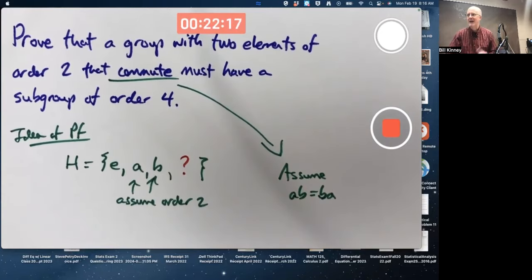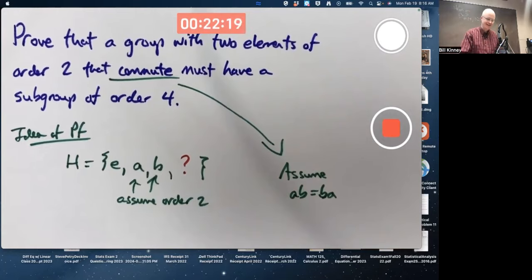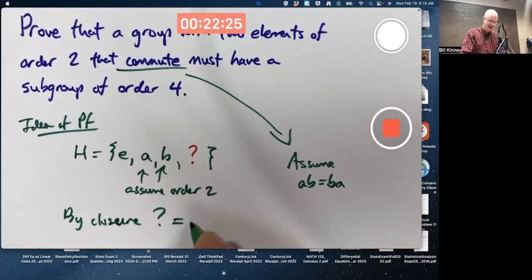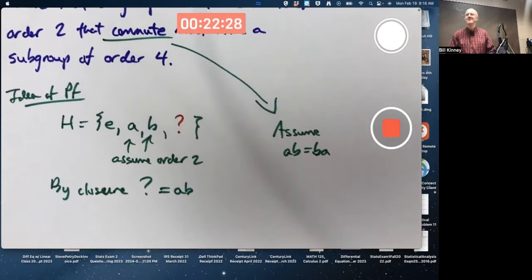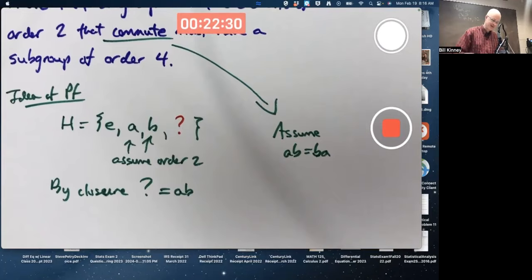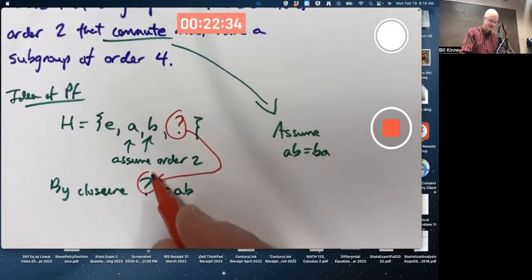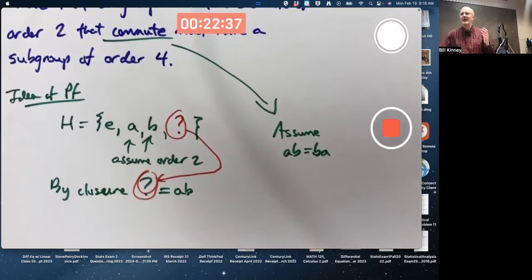Well, by closure, the question mark has to be A times B. What else could it be, right? I mean, you could give it another name. You could call it C or something, but C would have to be A times B by closure. And that has to give you something distinct.